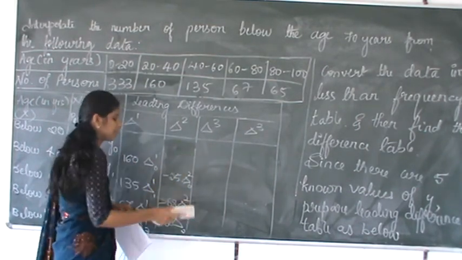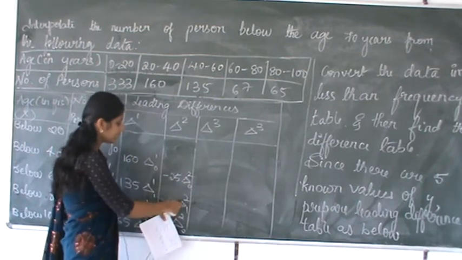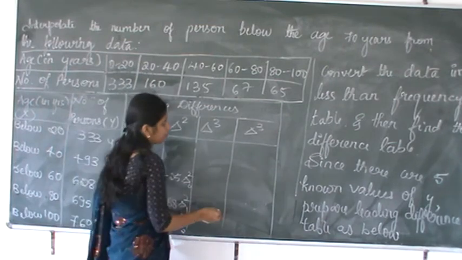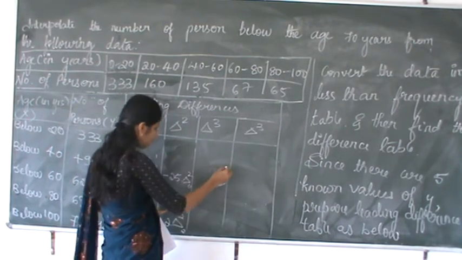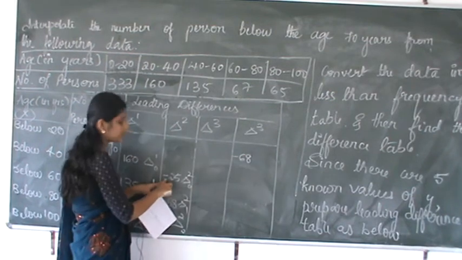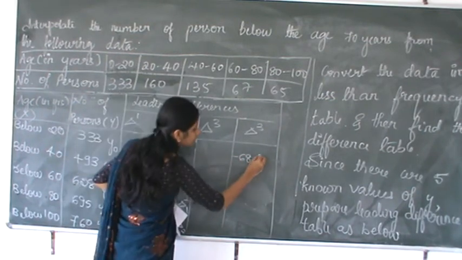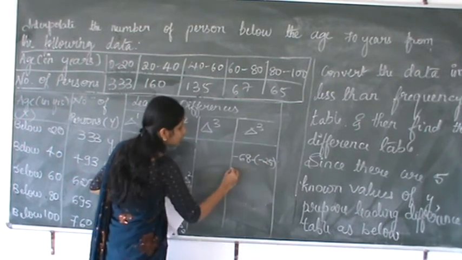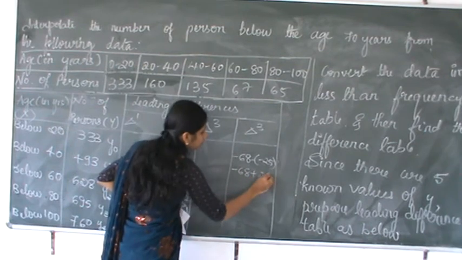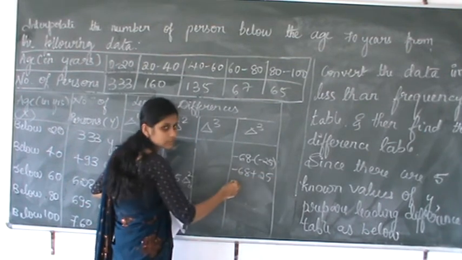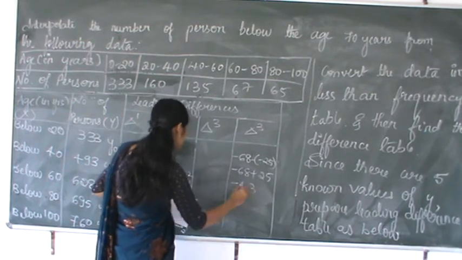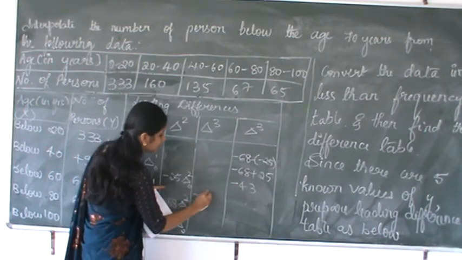Next, the third leading difference: delta 1 raised to 2 minus delta 0 raised to 2. That is minus 68 minus 25. Minus 68 minus into minus 25 will be plus 25. The greater number's sign is minus, so when you deduct, it will be 43. Here we write it as minus 43, delta 0 raised to 3.